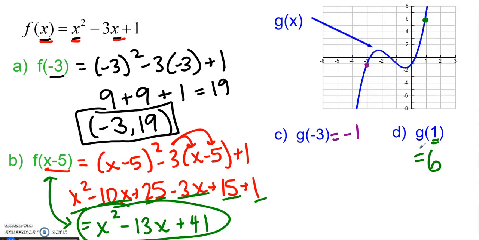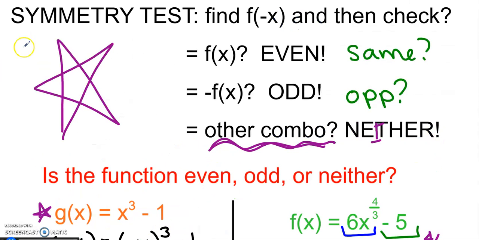All right, that's it. Hopefully you remember your big test for symmetry. Plug in negative x. Did it come back the same? It's even. Did it come back opposite? It's odd. Weird combination? It's neither. Spelled correctly with the I where it's supposed to be. All right, that's all.